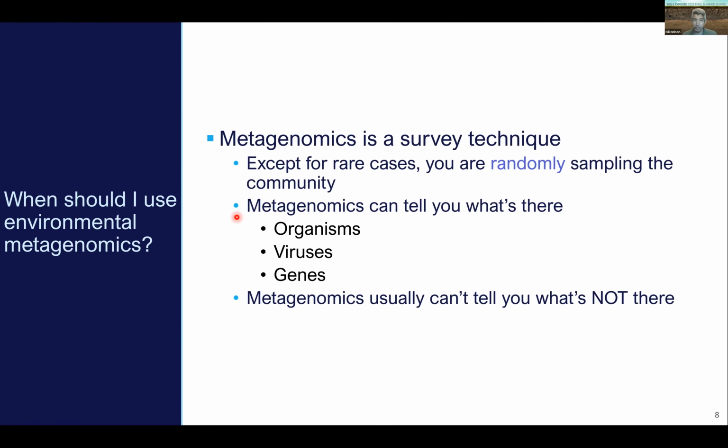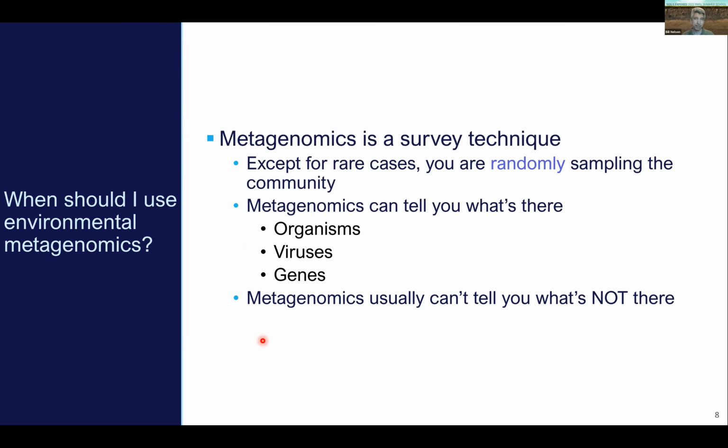Metagenomics can tell you what's there in terms of organisms or viruses or genes, but because it's a sampling technique, metagenomics usually can't tell you what's not there, right? So just because you don't observe an organism or observe a gene, it doesn't necessarily mean it's not there. It just means you didn't sample it. And so that should be taken into account as you're evaluating and interpreting your data sets.